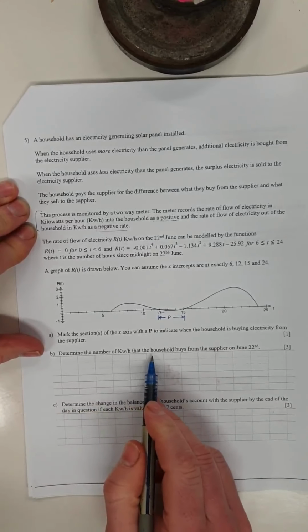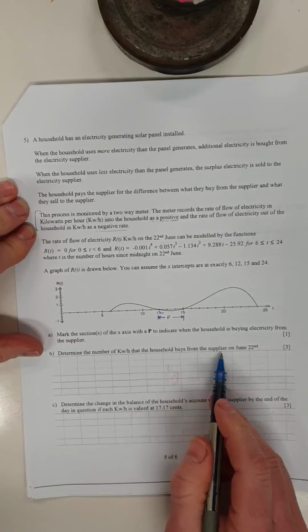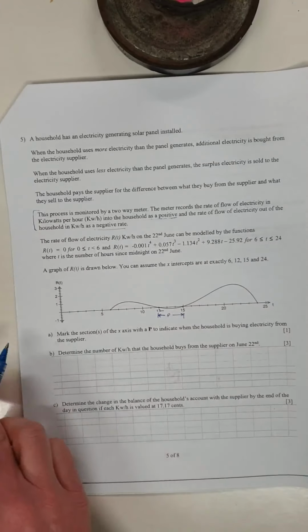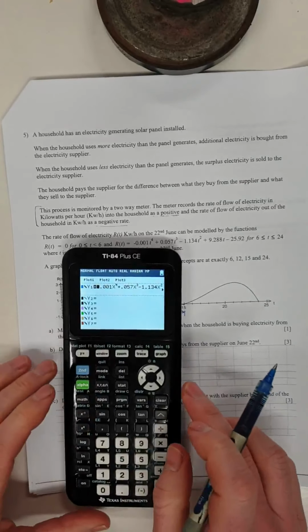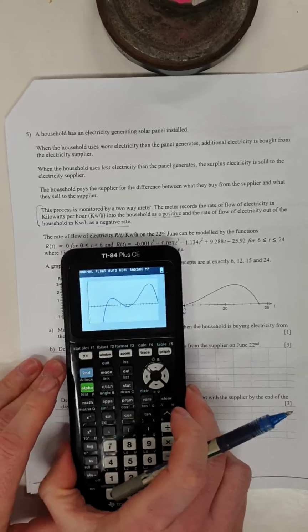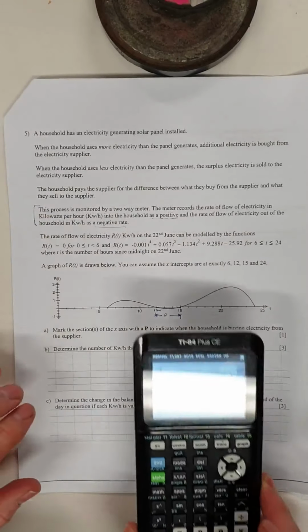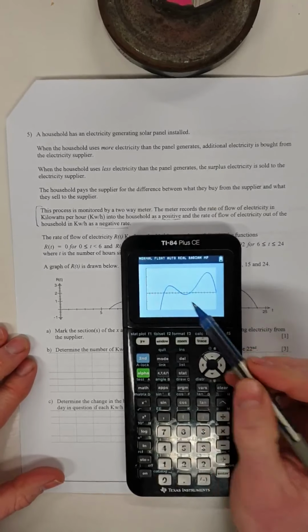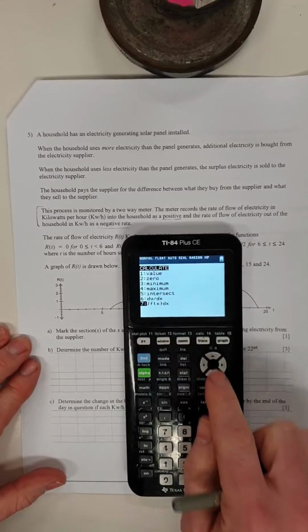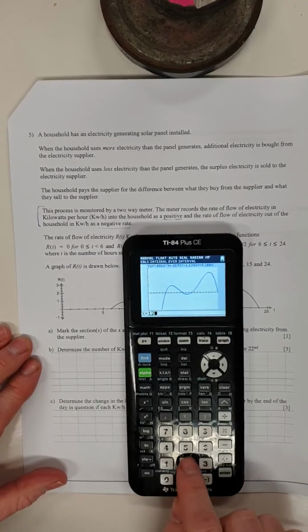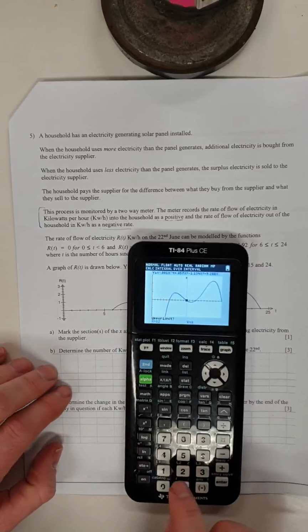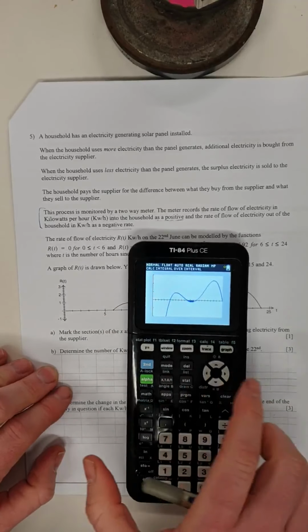Determine the number of kilowatts that the household buys from the supplier. Okay, so this is the function. It's horrible, right? So I've popped that in my calculator, like so. I've graphed it with basically the same axes that they've got. And all I'm looking for is the area underneath there, aren't I? So I'm just going to calculate the integral between 12 and 15. And it should be a negative number.